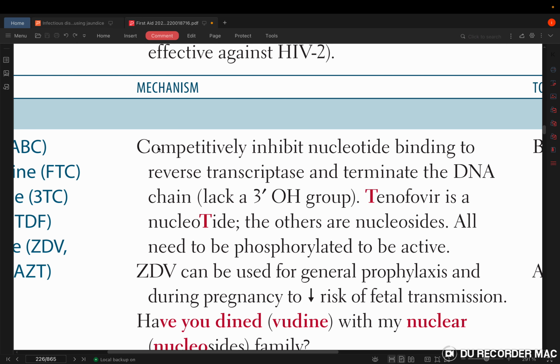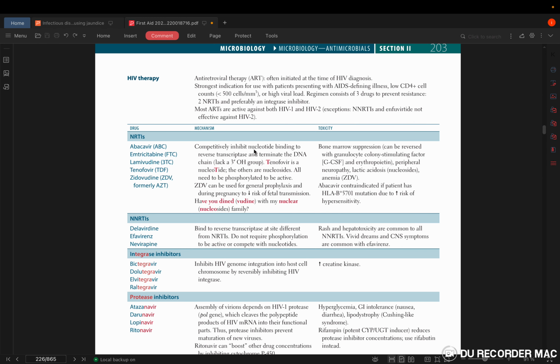Nucleoside reverse transcriptase inhibitors competitively inhibit nucleotide binding to reverse transcriptase and thus can terminate the DNA chain, because they lack the 3' OH group. You cannot continue the chain. The chain will be blunted, and thus there will be no DNA production from the RNA, because remember, the reverse transcriptase is converting the RNA into DNA.